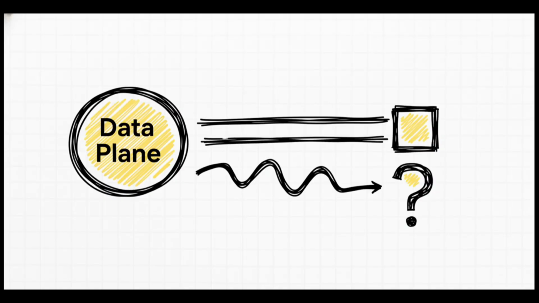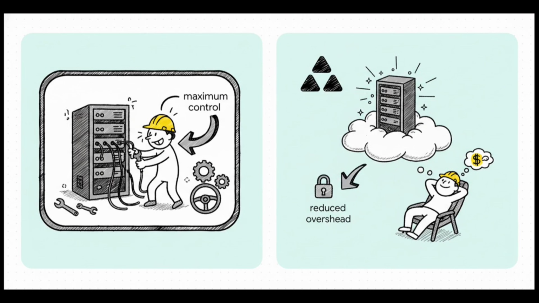But wait, that data plane isn't a one-size-fits-all kind of deal. It actually comes in two different models, and this is really key to the platform's flexibility. First, there's the classic model. This is where compute clusters spin up directly inside your own cloud account. You manage the networking, which gives you complete control over security.